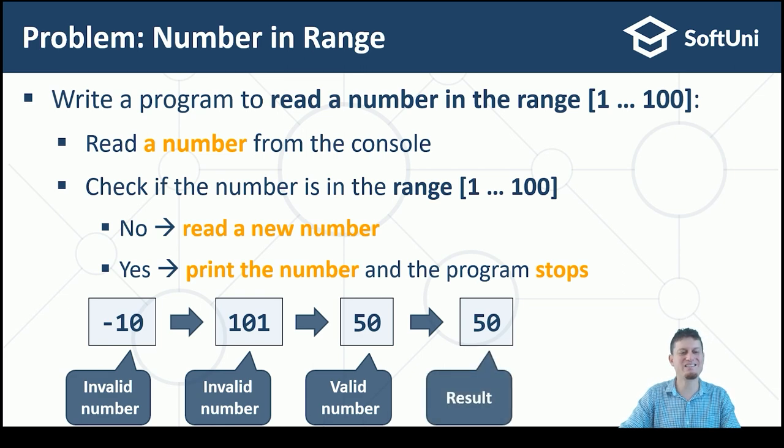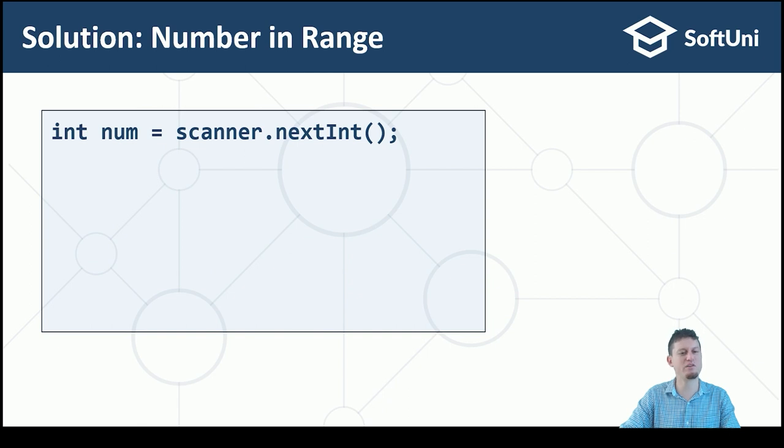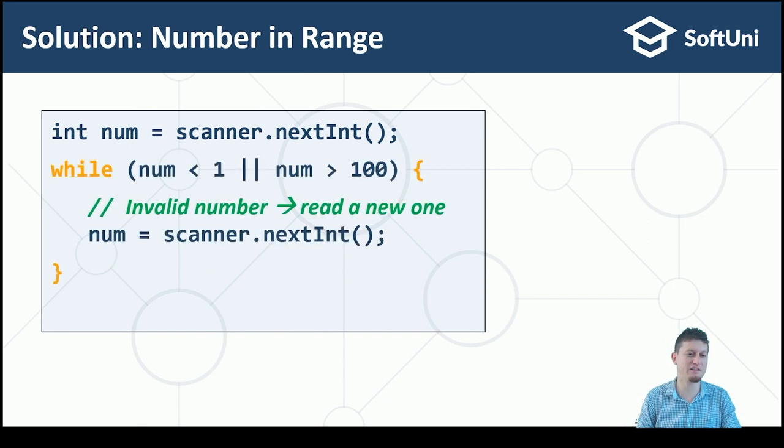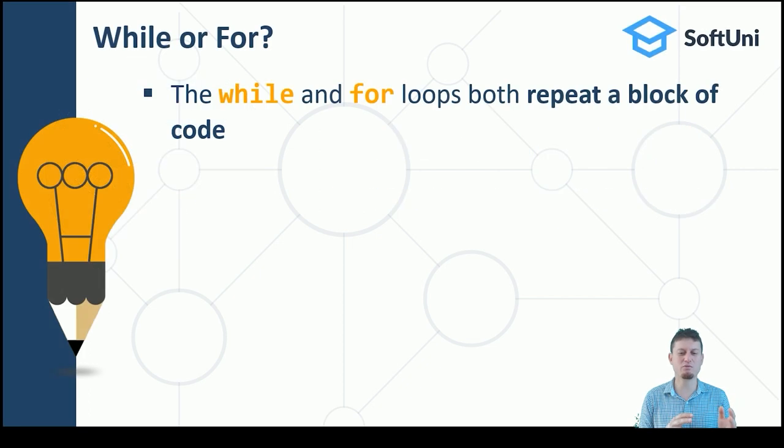Okay, let's go ahead with the solution I had in mind before the start of the lesson. It's exactly the same, to be honest, so I don't need to comment it further. Okay, we learned how to use while and how to use for loops and how to choose the right loop type. But let's see now when to use while and when to use for.